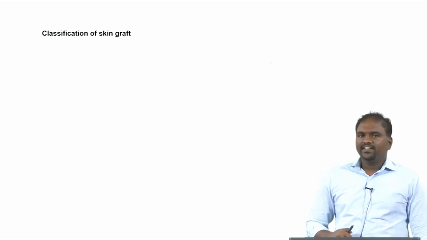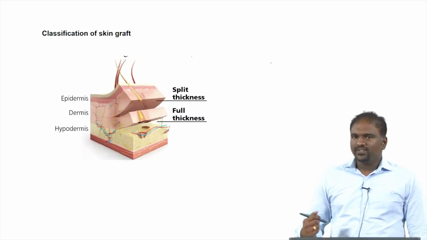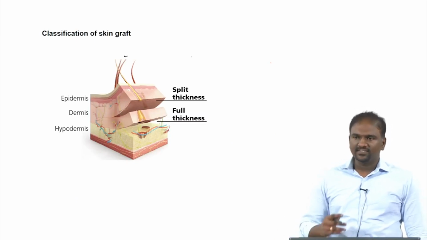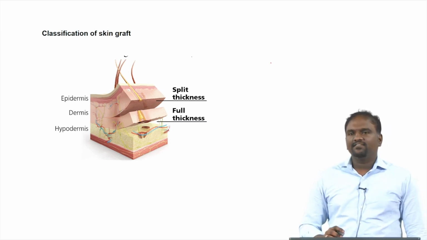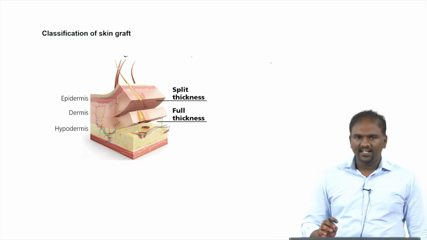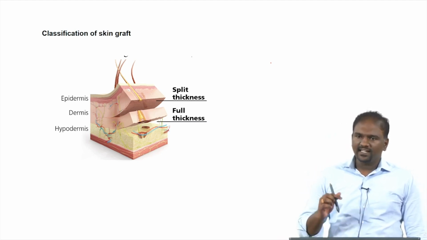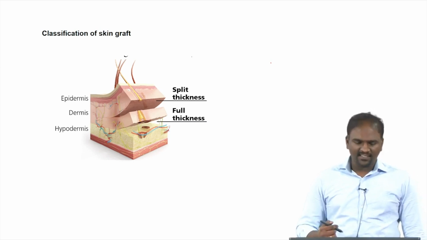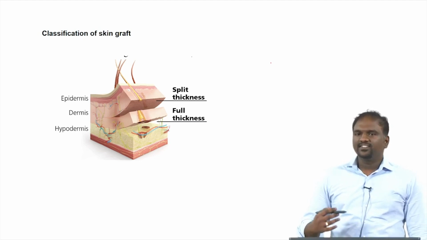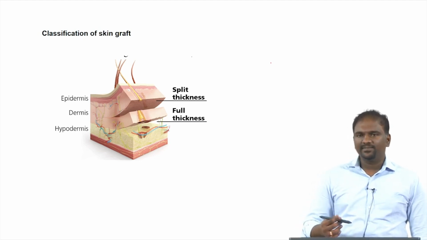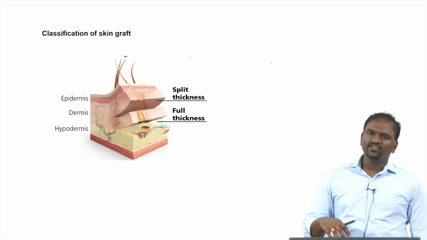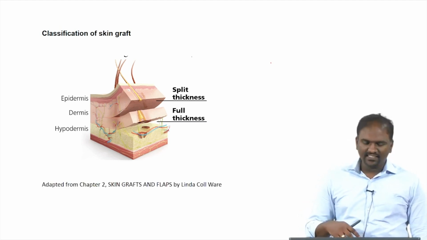The classification of skin grafts involves two types: the split thickness graft and the full thickness graft. The split thickness graft involves only epidermis regeneration. The full thickness graft involves the epidermis together with dermis regeneration. Nowhere is the hypodermis involved. As I told in the anatomy part, the hypodermis is not part of the skin, but it plays a role when we discuss the engineering aspects.